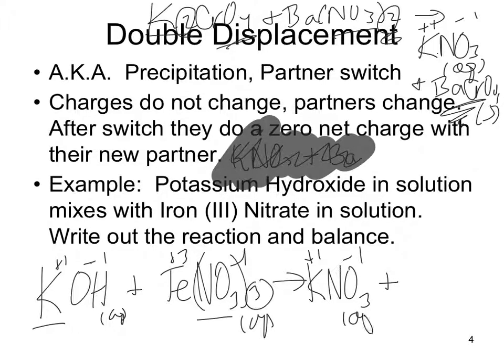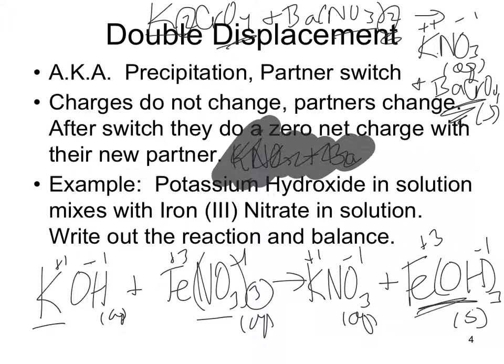And look at our rule 1 and 2 with aqueous. Now, we're going to have iron with a +3 getting together with a hydroxide -1. Make sure you write that correctly. And if you look at the rules, hydroxide salts tend to be insoluble. So this will be our precipitate. That's the driving force for the reaction.